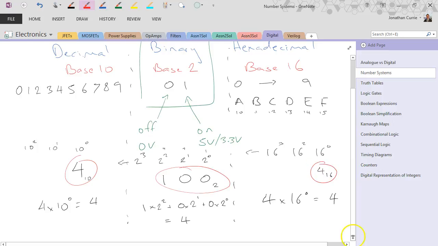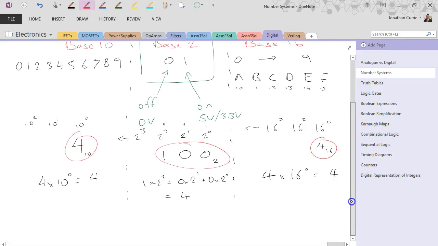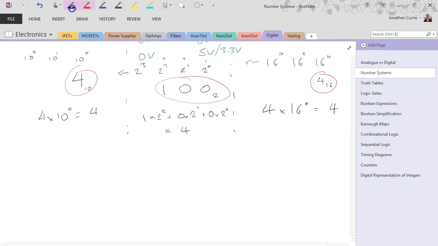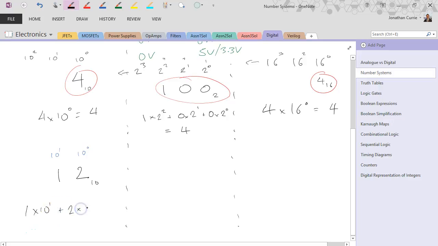Alright, so let's have a look again at a slightly larger number. In this case, let's have a look at the number 12. Okay, so that's 12 base 10. 10 to the zeros column, 10 to the ones column. So it's effectively saying, although you probably don't think of it when you look at it, 1 times 10 to the 1 plus 2 times 10 to the 0 equals 12.